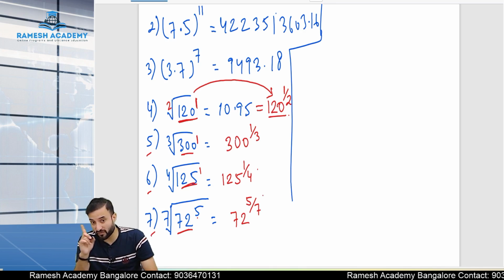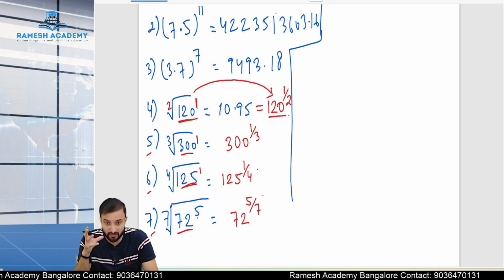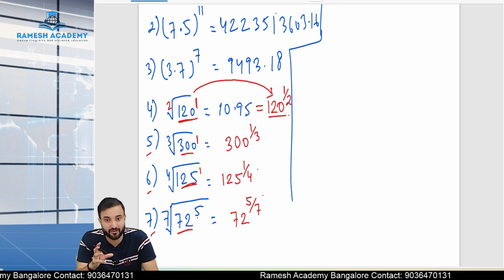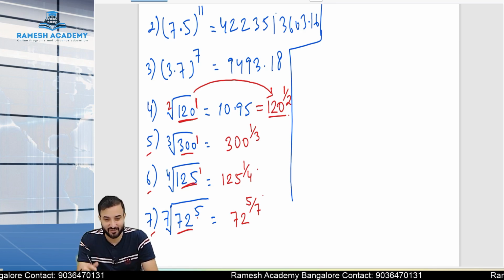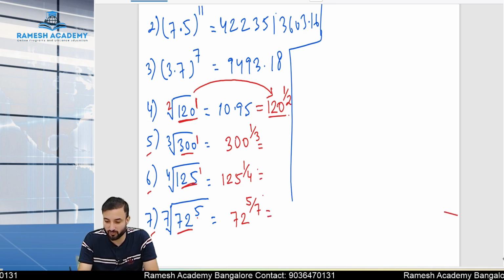First thing, we have to convert like this. Then after that we have a trick. We will follow that trick and we will get the answer. Let's suppose we write one more.